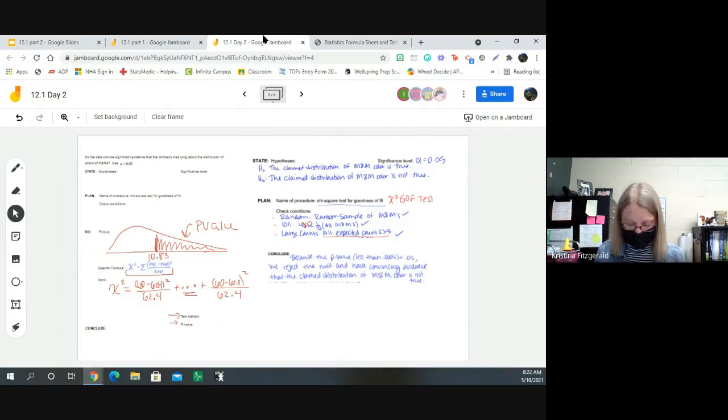And then your conclusion is the same as it's always been. You just want to look at your p-value. If it's less than alpha, your cutoff point, you're going to reject. If it's greater, you're going to fail to reject. This is significant. This is not significant. So the conclusion logic is all the same that it's always been. It's just the doing step that is slightly different.